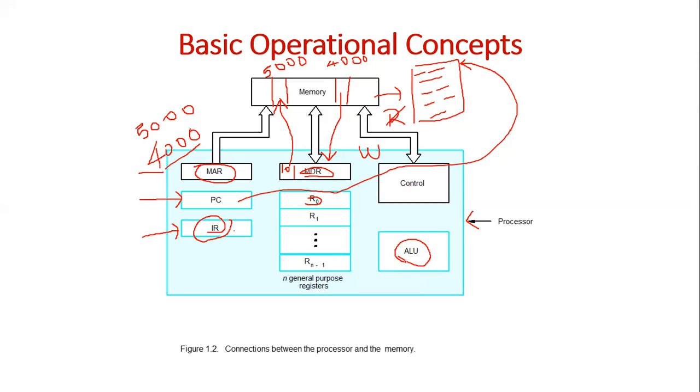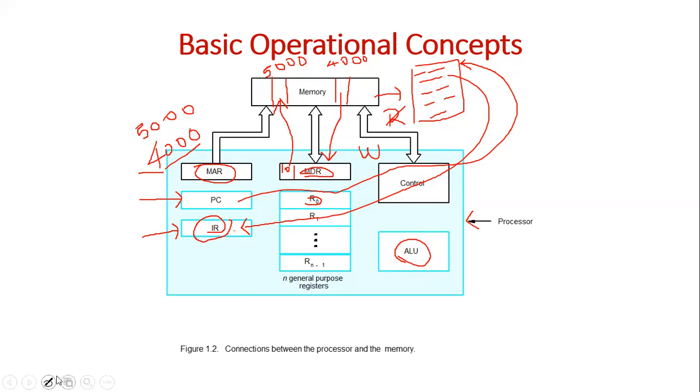Once the first instruction is executed, the PC will update to the second instruction. Then the second instruction will be moved to the instruction register. The instruction register will always contain the current instruction to be executed. Then the processor will decode the instruction, understand it, and the appropriate operation will be performed.